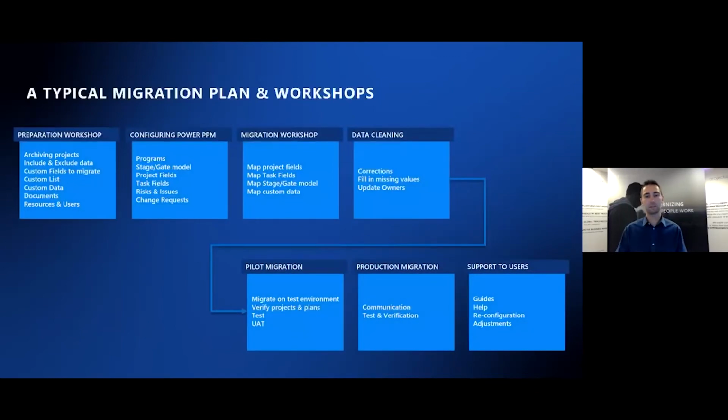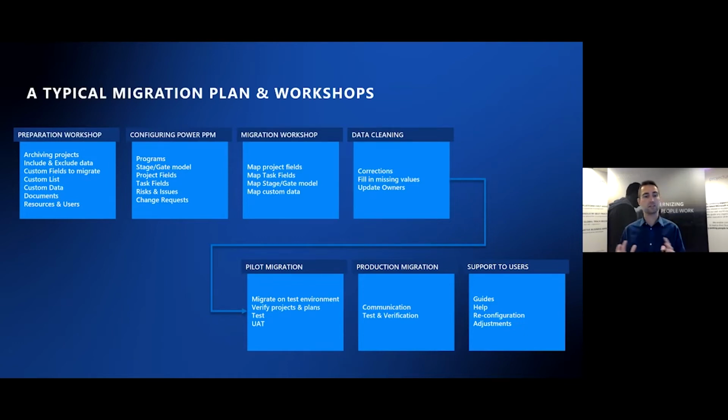Now, a typical migration plan and workshop could look like this. This is where we, of course, first of all, have a preparation workshop where we set aside what projects we want to archive. Do we want to migrate everything? Which data do we want to include and which data do we want to exclude, such as custom fields, custom lists, custom data, documents, users, and resources.